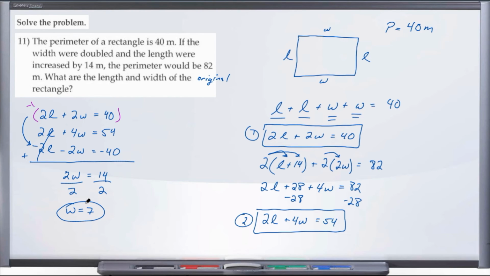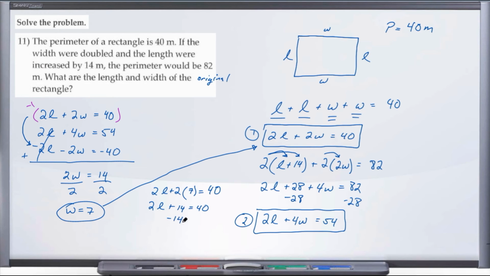And now that we've solved for our width, we can go ahead and take this value and plug it back into any of our equations here. How about we plug it into just this standard first equation here. All right, so we're going to have 2L plus 2, taking out the W, putting in our new value that we just solved for, of 7, equals 40. So we have 2L plus, well, 2 times 7 is 14, equals 40.